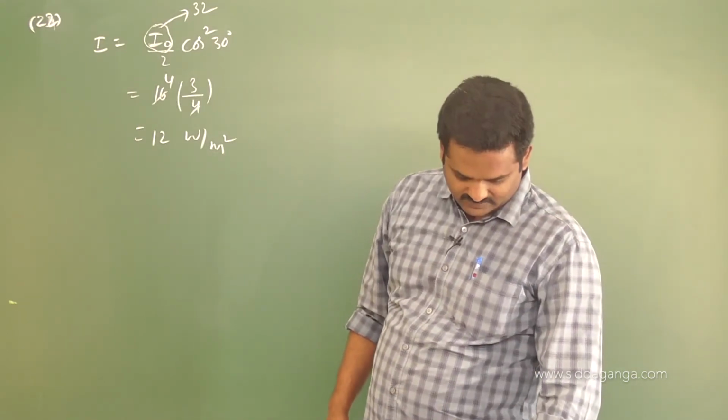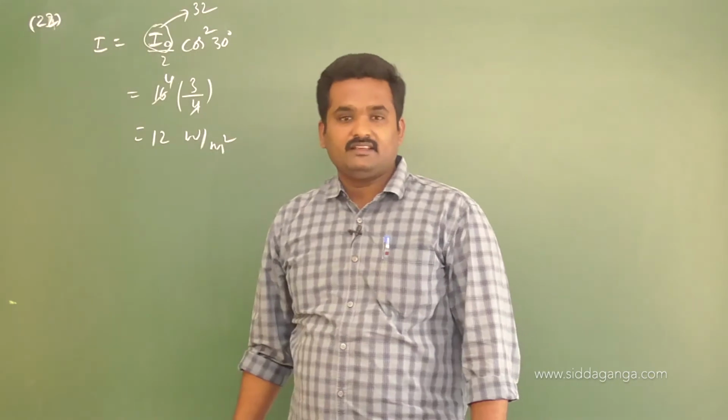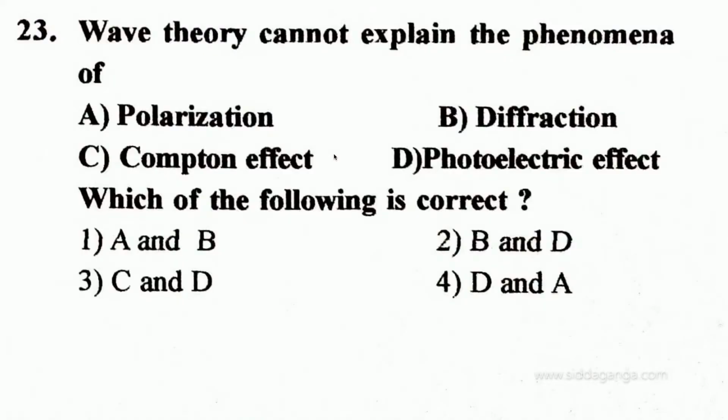Next, 23rd. It's a very simple theoretical question. Wave theory cannot explain the phenomenon of... see, in the beginning we have studied that wave theory explained all the phenomena like interference, reflection, refraction, diffraction and polarization, that is, up to Maxwell's electromagnetic wave equation. But it couldn't explain two properties we have studied. What are those? Compton effect and photoelectric effect.